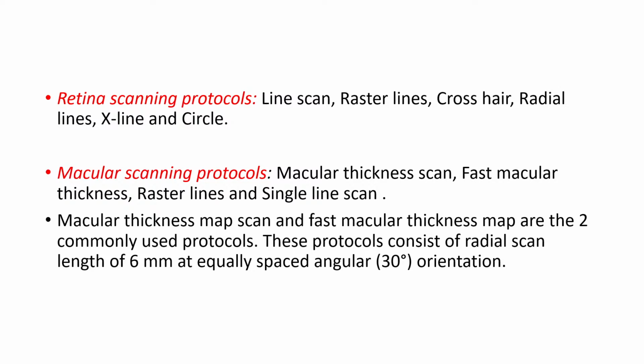Some of the protocols: retina scanning protocols include line scan, raster lines, crosshair, radial lines, X-line and circle. Macular scanning protocols: macular thickness scan, fast macular thickness, raster lines, and single line scan. Macular thickness map scan and fast macular thickness map are the two commonly used protocols. These protocols consist of a radial scan, length of 3 mm, at equally spaced angular 30 degree orientation.